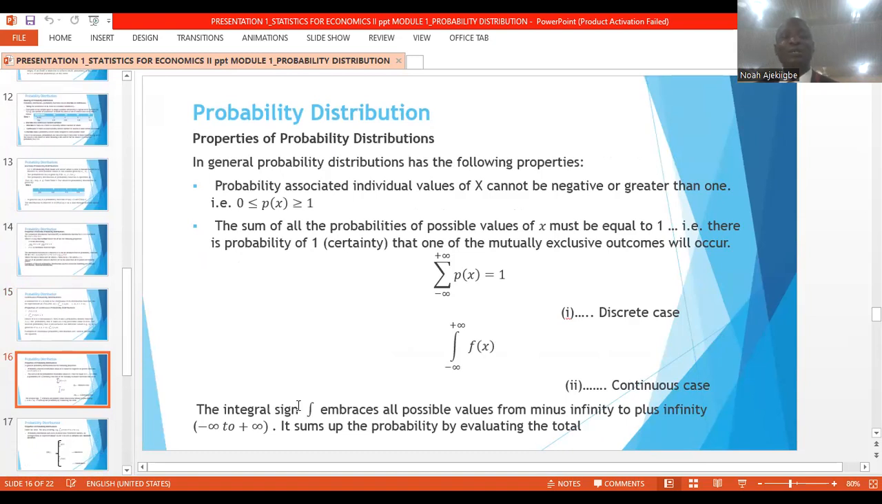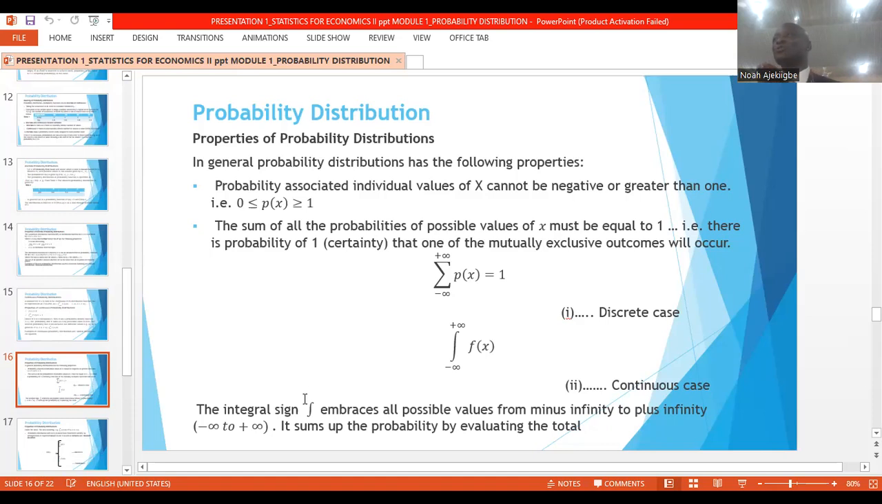Moving forward now, we said that this general probability distribution has the following properties. Probability cannot be negative, and it cannot be greater than 1. So it can always assume a value between 0 and 1. That's why probability of x is greater than or equal to 0, meaning 0 when it's impossible, and less than or equal to 1, meaning the probability of x cannot be more than 1.